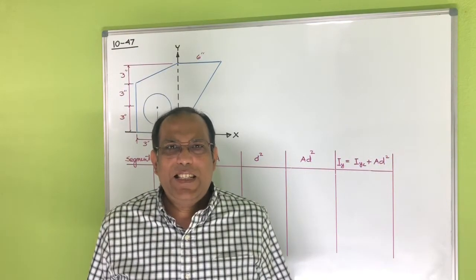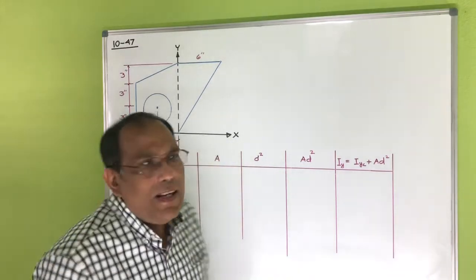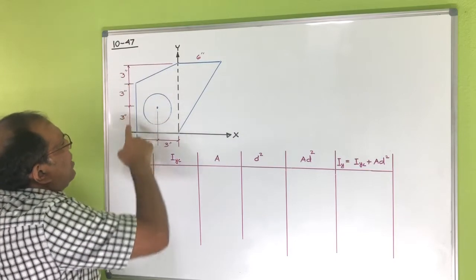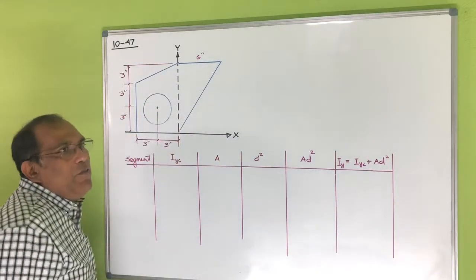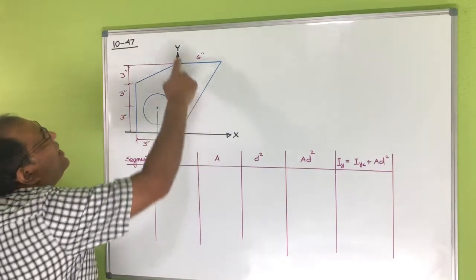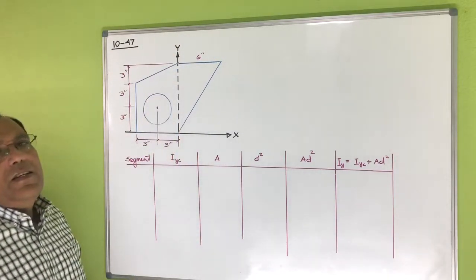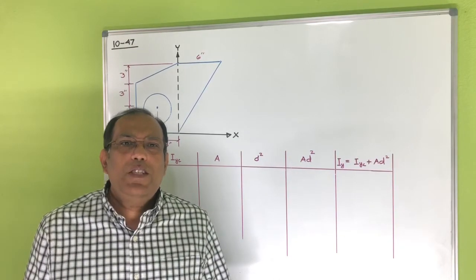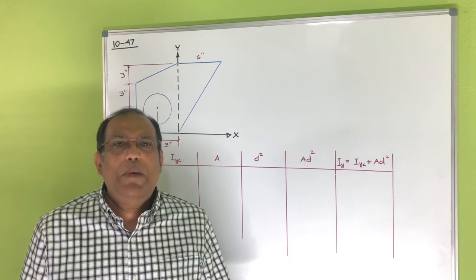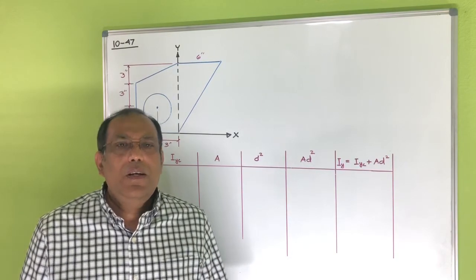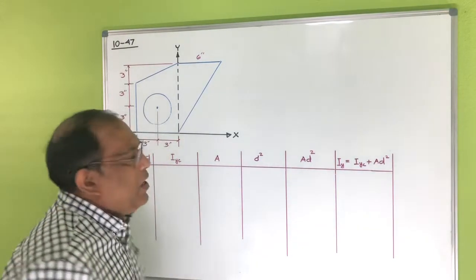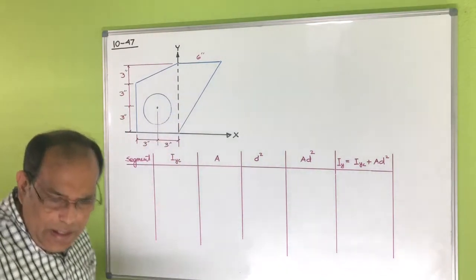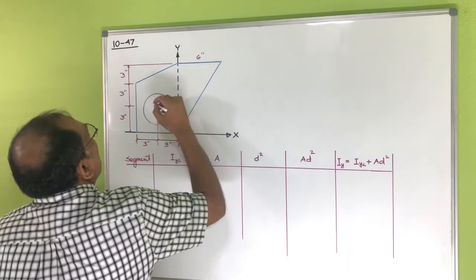Problem number 10-47. Okay, here is the figure. This is my x-axis, this is my y-axis, and this is the composite area, and I have to find out the moment of inertia along the y-axis. So I have to find out Iy. Okay, first of all, we have to see how many segments we can divide this total area into. Now you can see here there is a circle which has a radius of 2 inch.